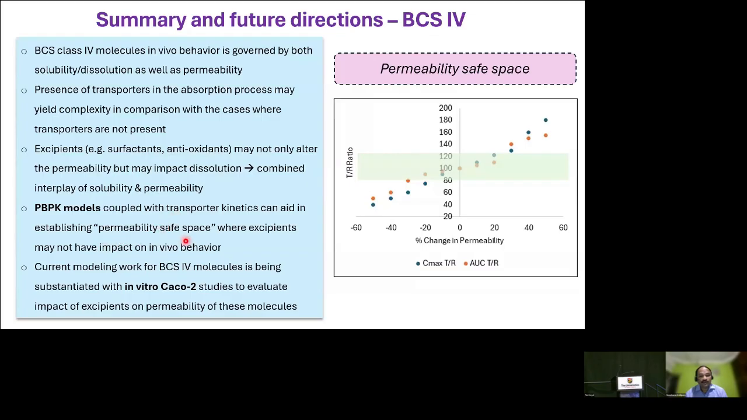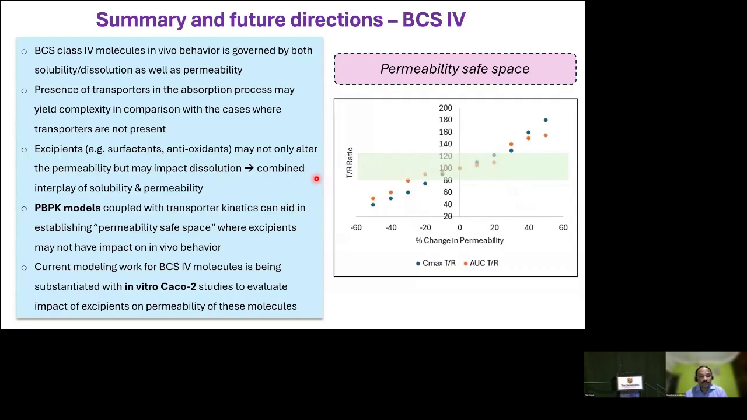And the PBPK models coupled with transporter kinetics help us to define the permeability safe space. A representation of the safe space is what is provided here. In this case, within plus or minus 20% alterations in the permeability is not impacting the bioequivalence.